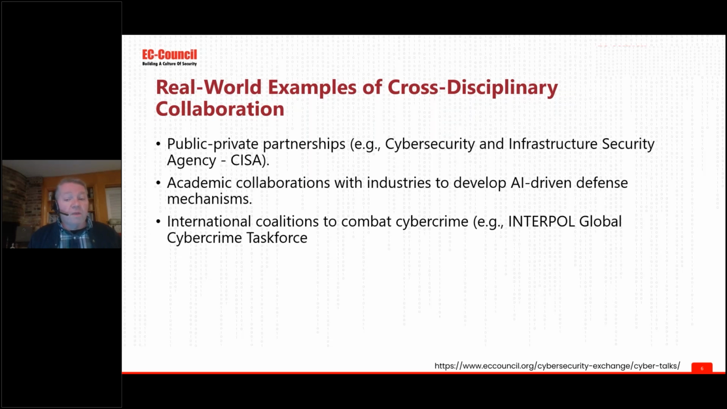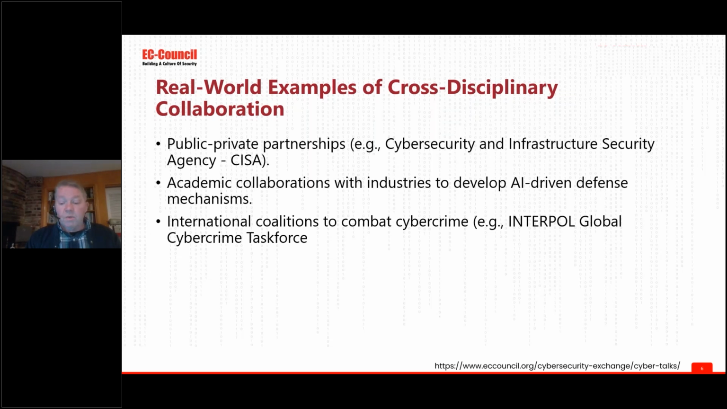And by working with private industry organizations, they can really hone in on what the threats are and where the critical infrastructure may be. When we talk about energy and power grids, there's a ton of different things we have to be worried about. When we talk about academic collaborations, industries develop these AI-driven defense mechanisms. AI is a huge thing, as we've already talked about. You can't go anywhere today and not hear something about AI. It's very important that private industry and government agencies work with academic research institutions, because they're the ones that know the nuts and bolts of this AI-driven stuff.